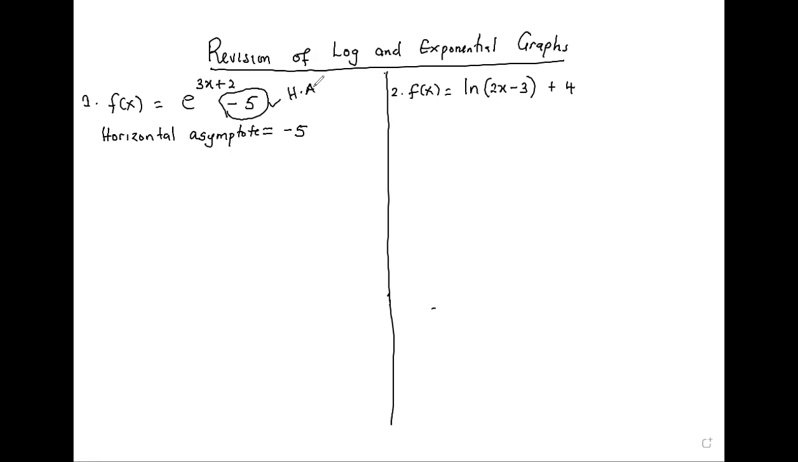Second, find the y-intercept. Very easy. Where there is x, take 0. So you have e to the power 3 by 0 plus 2, minus 5. This will give us e squared minus 5.